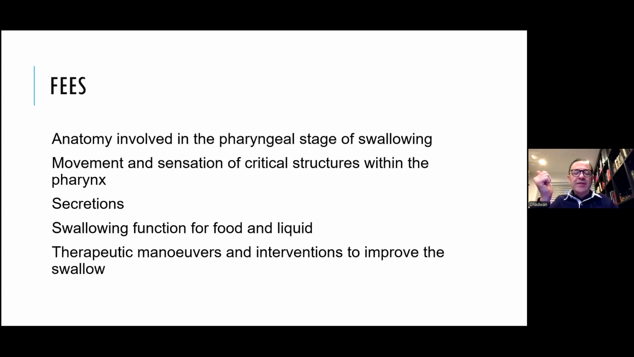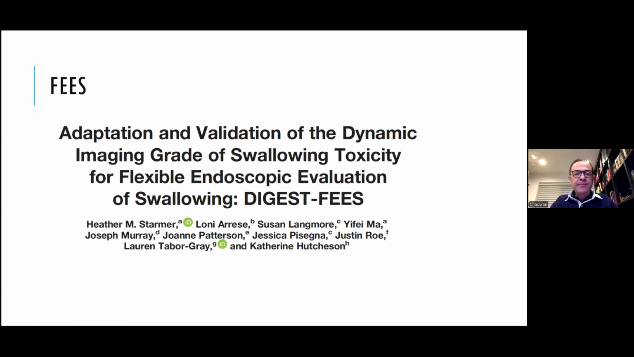So we talked about the movement, the sensation. Can they feel the scope? Is there any response when they swallow? And then you comment on their secretion load, and you can quantify these. There are scores for secretions, and then you look into the swallowing function with foods and liquids. Then you can try some therapeutic maneuvers, and these will be the 5 stages to do this methodically.